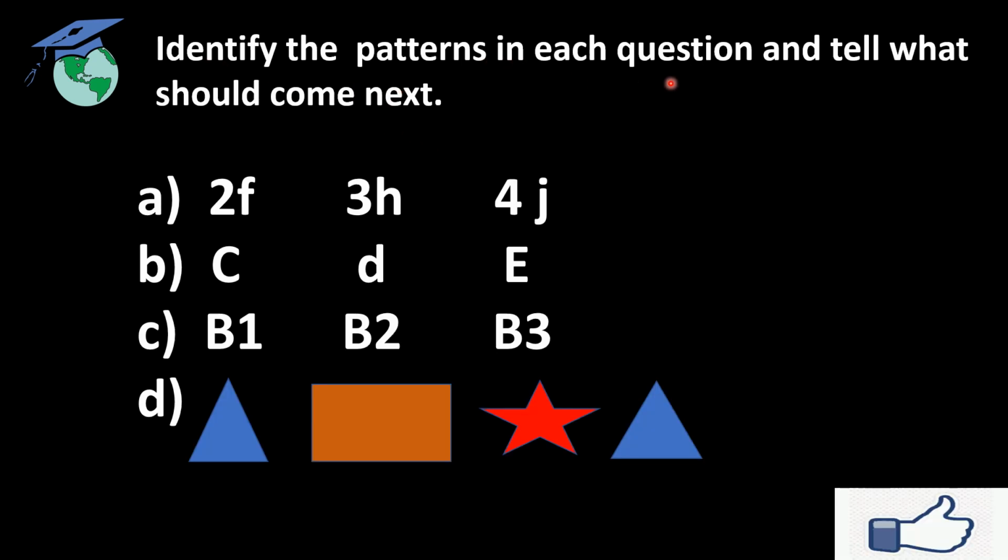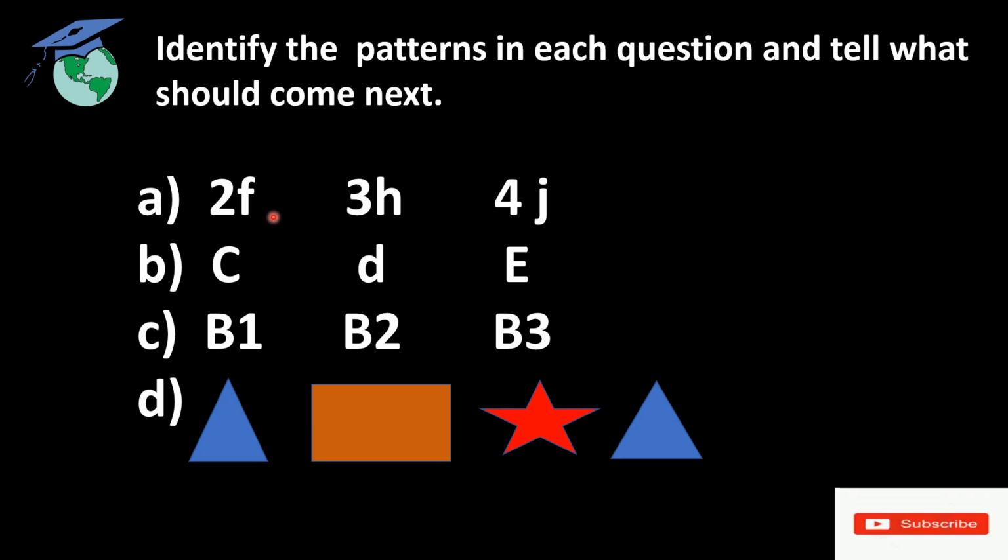Identify the patterns in each question and tell what should come next. You can see in the first question there are numbers as well as alphabets. The numbers are increasing and going forward. After 2 is 3, after 3 is 4. So the next sequence will be the number 5.